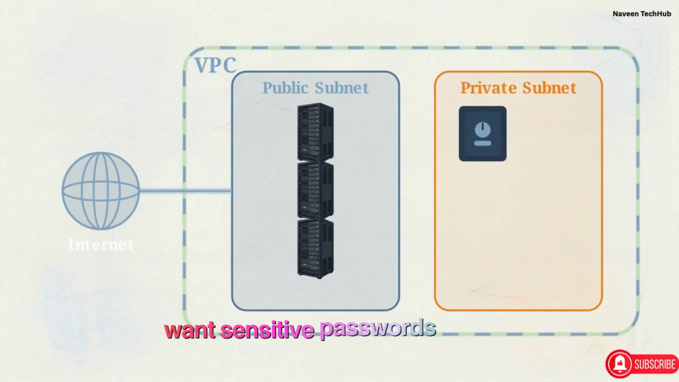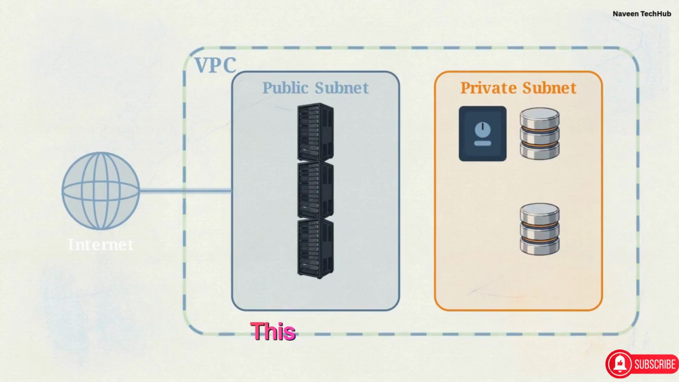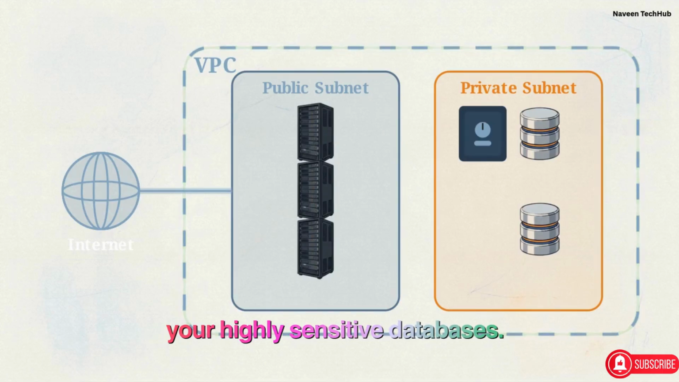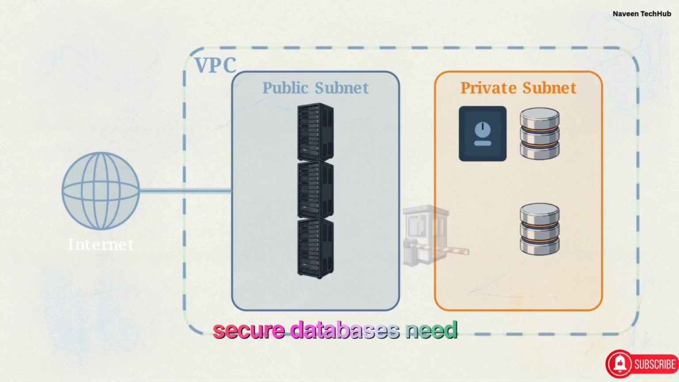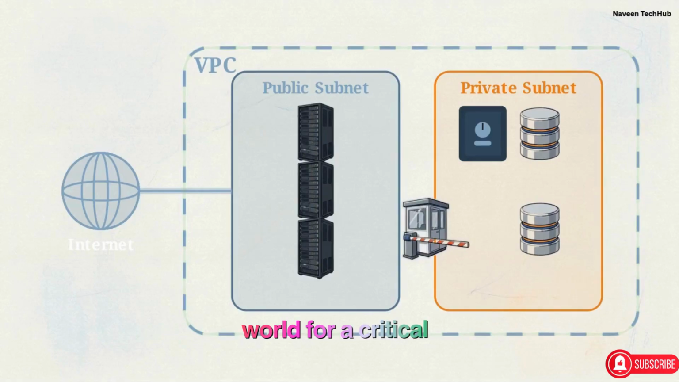But you don't want sensitive passwords sitting out in the lobby, so you create a private subnet. This is a secure, interior vault with absolutely no direct connection to the internet, where you store your highly sensitive databases. Occasionally, secure databases need to reach the outside world for a critical security update. To do this safely, you set up a NAT gateway. It functions like a secure mailroom, sending requests out, but strictly blocking any uninvited traffic from coming back inside.